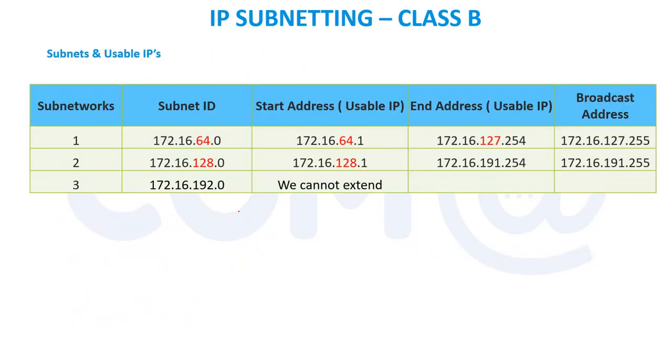Same table I have to go with, just writing out the numbers. Here one difference we have to notice. Since we are borrowing from the third portion, this is a class B subnet, not class C. In class C we borrowed from the fourth segment, okay? Now this is the class B network, so we borrow from the third segment. So whatever changes you are going to make, it should reflect in the third portion, okay? It should not go to the last portion.